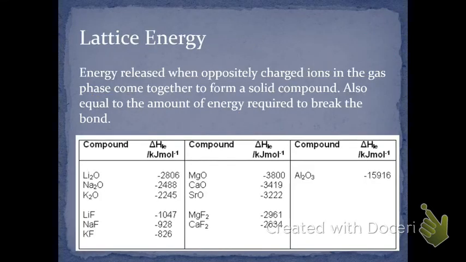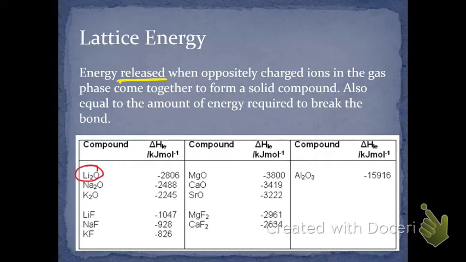So we have, remember, these crystal lattices. The lattice energy is the energy released when oppositely charged ions in the gas phase come together to form a solid compound. So basically, lattice energy is the amount of energy released, the key is released here, when bonding or creating this lattice.